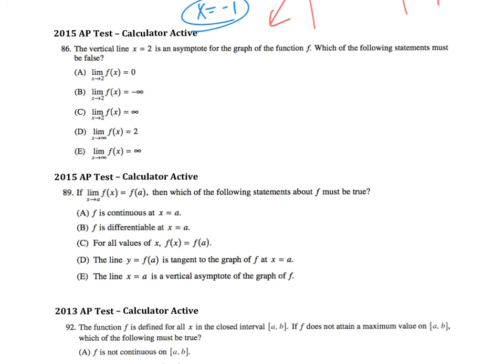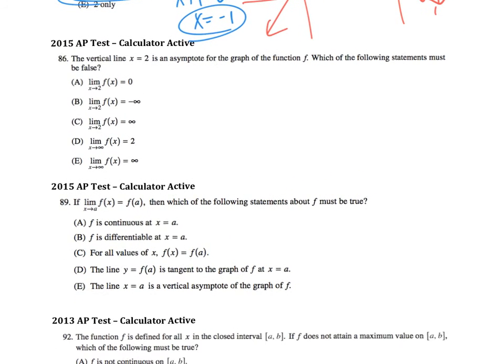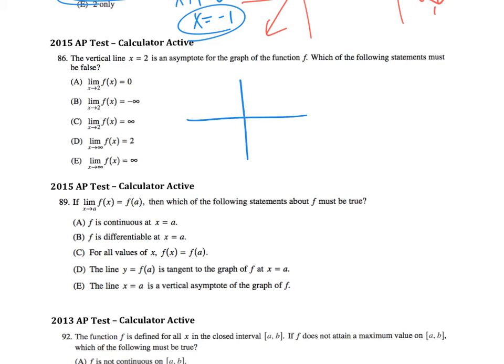Answer D. If all we know is that the vertical line x equals 2 is a vertical asymptote, that's all we know, which of the following must be false? Okay, so I'm going to start with B here. As we approach 2, and they didn't specify from which side, so I'm going to say from both sides. As we approach 2, could my limit be negative infinity? Yes, I think it could. And they're looking for what must be false, so I disagree with B.